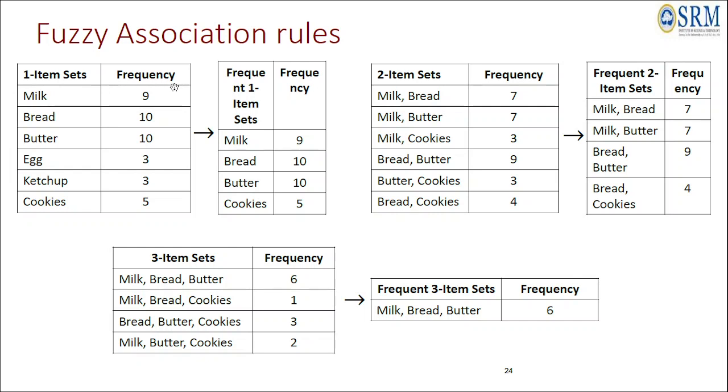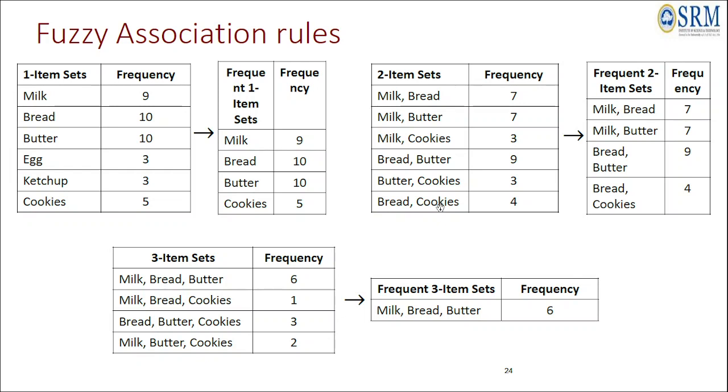After the frequency of items is calculated, we select the most frequent items from the one item sets. So this is 9, 10, 10, 5. Similarly, from the two item sets, we group them: milk, bread; milk, butter; milk, cookies. Again, bread, butter; butter, cookies; and bread, cookies.